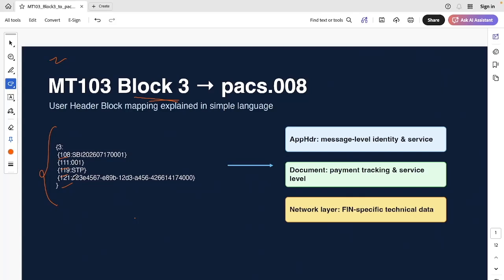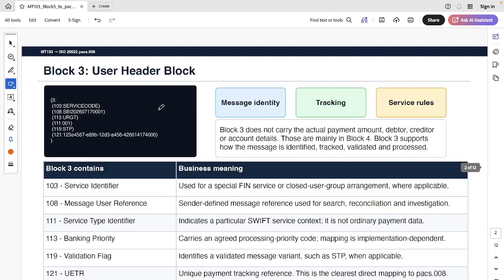ISO 20022 does not contain any dedicated section for block 3. Instead, the information from MT103 block 3 may be distributed across these areas: app header, document, and network level. During this video, we will understand what each important block 3 field means, where it may appear in ISO 20022 format, and whether the mapping is direct, conditional, or service dependent. So let us begin by understanding block 3.